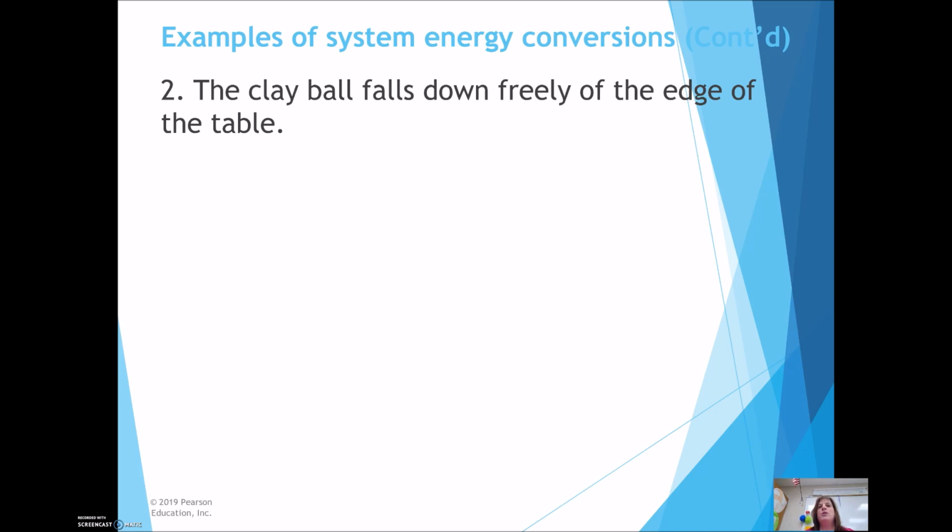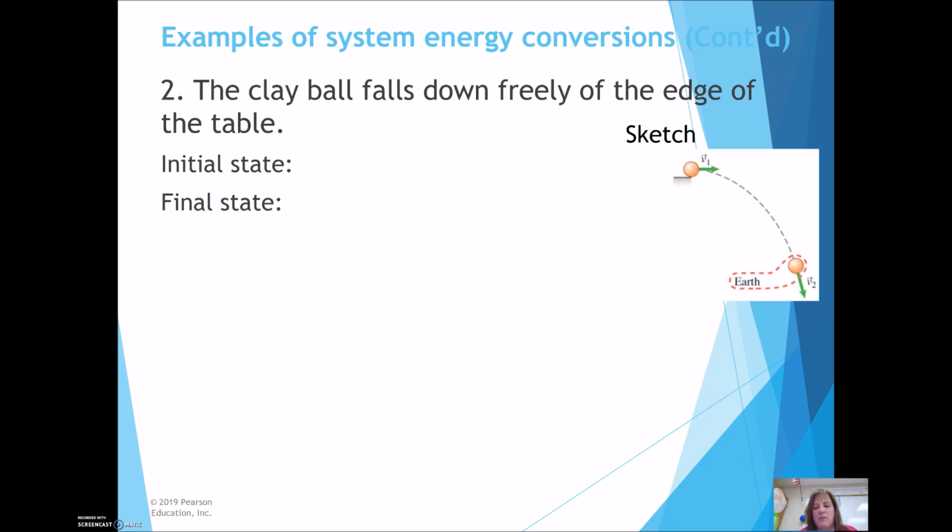What if we push that ball and it falls off the edge of a table? And we say it falls freely, that means there are no other forces that interacted on it besides my hand when I pushed it off the table. So again, let's decide the initial and final state by drawing a sketch first.